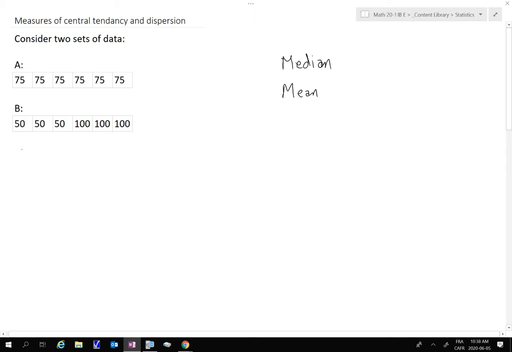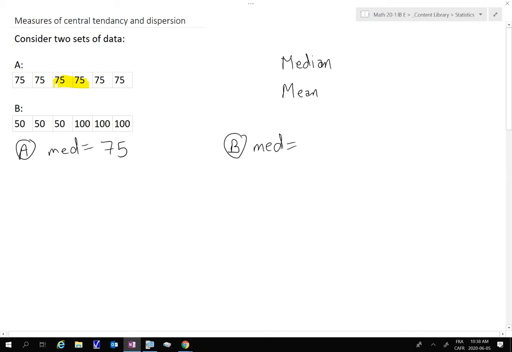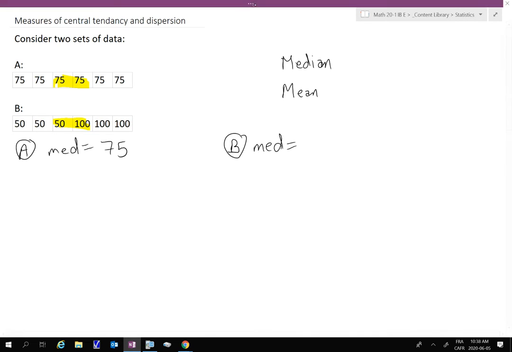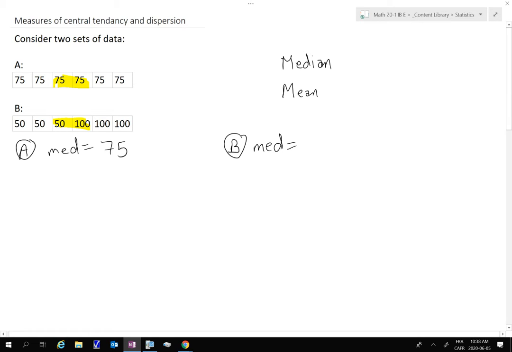Now in both cases, in the case of A and in the case of B, we're going to have the same median. If we look at A, obviously the median is 75 because all of the values are 75, so the 2 in the middle would also be 75. For B, the 2 values in the middle are 50 and 100. When we have 2 different values in the middle, the median is the number halfway between them. So 75 is the number halfway between 50 and 100.